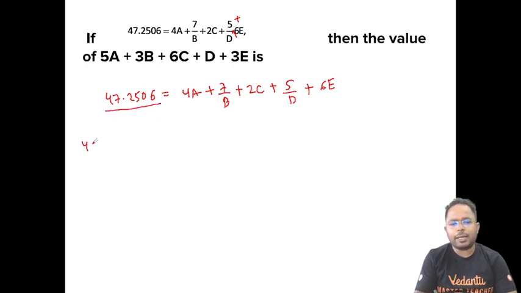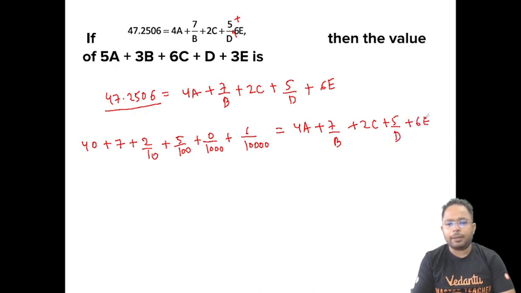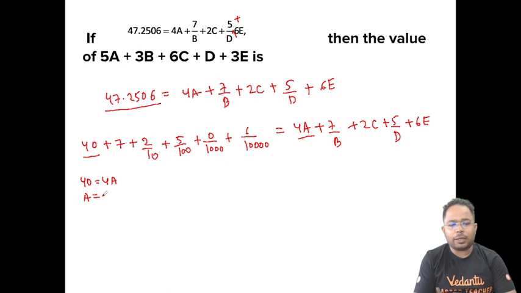So we can say 40 plus 7 plus, as the decimal is there, 2 by 10 plus 5 by 100 plus 0 by 1000 plus 6 by 10,000 equals 4a plus 7 by b plus 2c plus 5 by d plus 6e. Now try to compare the left hand side and right hand side. Comparing 4a with 40, 40 is equal to 4a, so that means a is equal to 10.